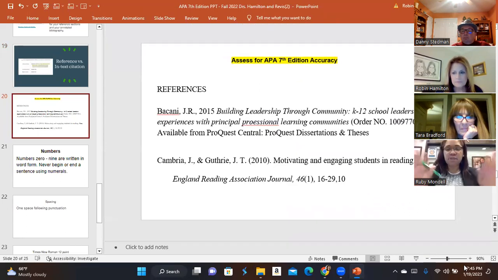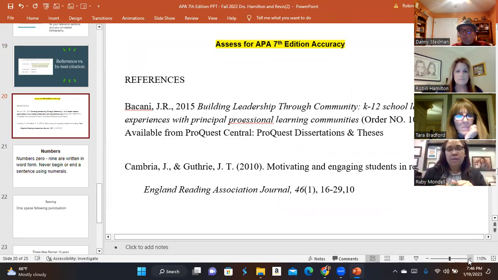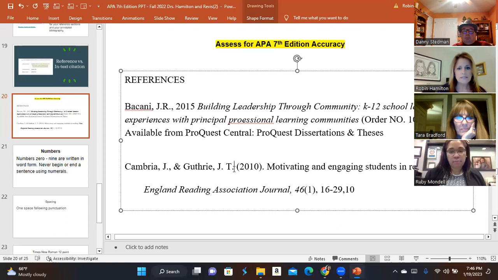I have a question, just for a little clarity. After "dissertations and theses" and where it says "available from ProQuest," there's a period behind the order number, 100 whatever. There's a period after that, parentheses. Should there be another period after "available from ProQuest Central, the dissertations and theses"? Yes, there needs to be a period at the end of both of those. Okay. And I'm going to ask the same for the second one. After that 10, should it be a period as well? Yes. Okay. I think after the T on JT period, there should be a comma right there. Okay.